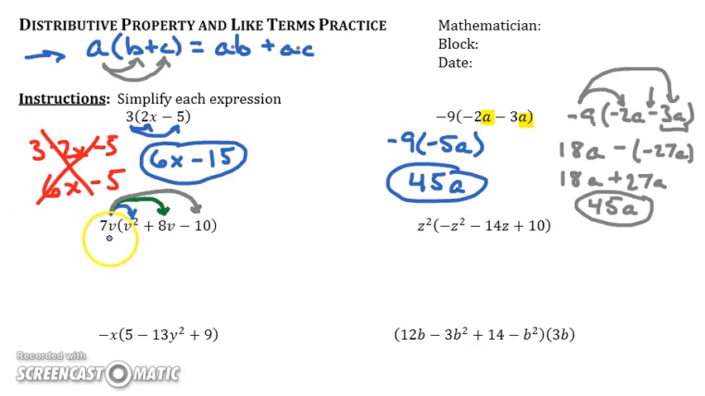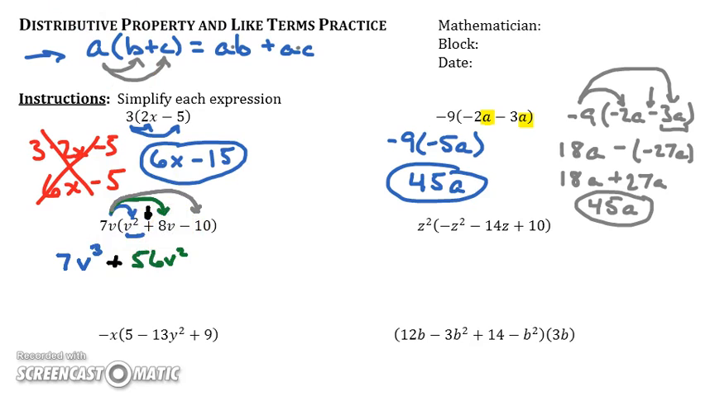Now 7v times v squared, let's see, 7 is going to be there for sure. V times v squared is not just v squared, and it's not just v. It is v times v times v, or v to the third power. So v times v squared is v to the third power. And then I'm adding, because I have this addition sign right here, I'm adding 7v times 8v. If I take 7v times 8v, that would give me 56v squared. V squared, not just v.